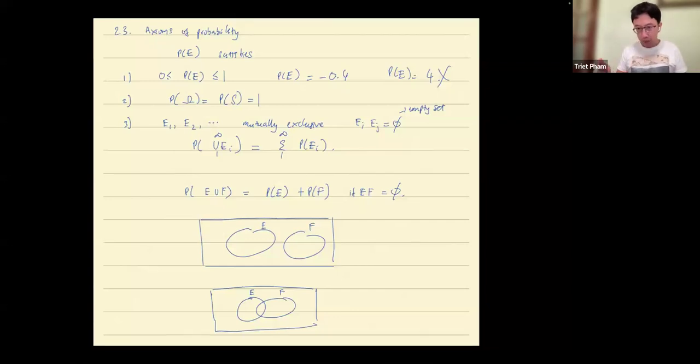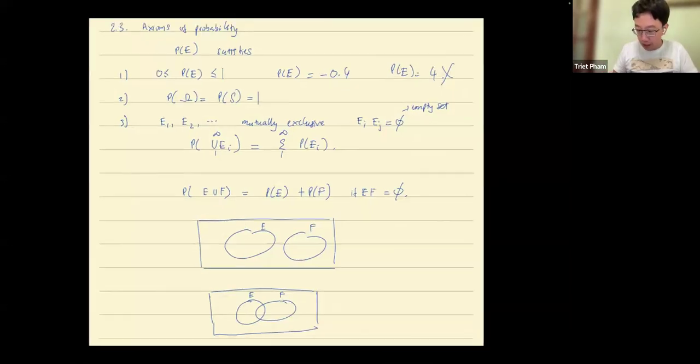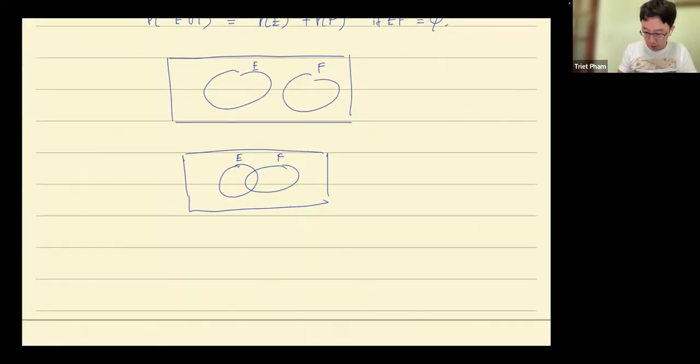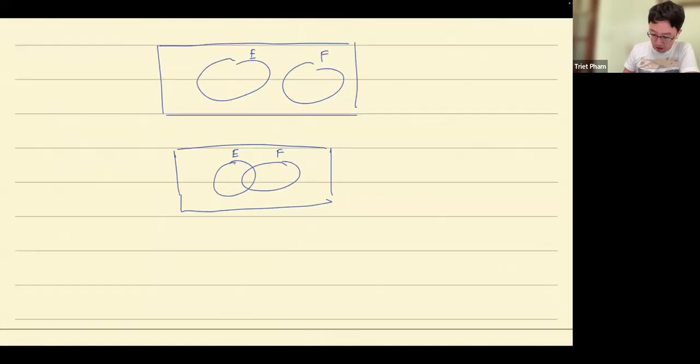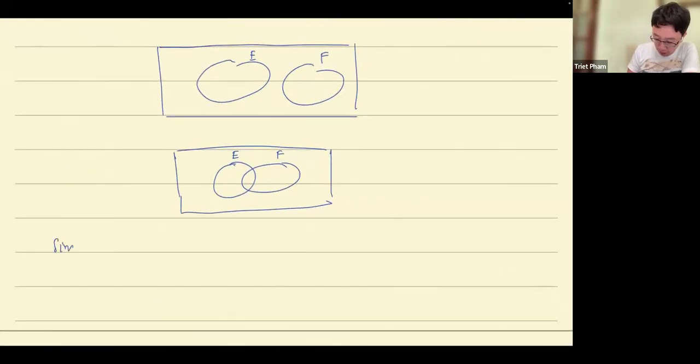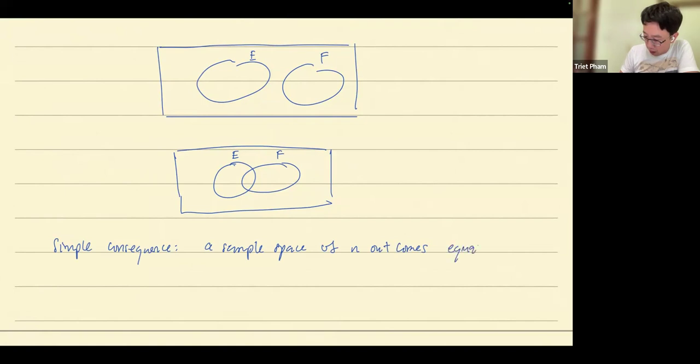All right, so, well, since we're being pedantic anyway, let's now write down a simple consequence, which we already assumed, but we already talked about. So if we have a sample space of n outcomes that are equally likely, then the probability of one outcome is 1 over n.